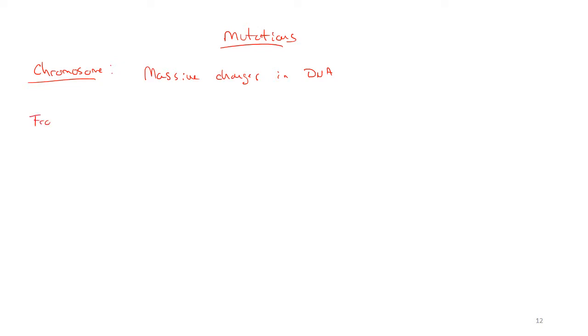Frameshift mutations, while they do affect less DNA overall, can still be quite devastating. They can have a major effect on protein production. So we have two versions. We have insertion and we have deletion. I think it's pretty obvious. Insertion is when we add a nucleotide, and deletion is when we delete a nucleotide.